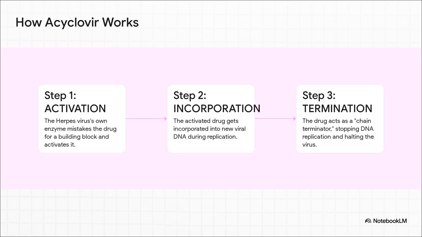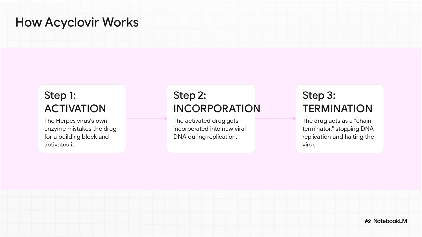And modern medicine has gotten so incredibly clever. Take the anti-herpes drug acyclovir. It is a perfect example of what we call selective toxicity. See, our own cells completely ignore it, but the herpes virus has a specific enzyme called thymidine kinase that mistakes the drug for a building block it needs for its DNA. So the virus activates the drug for us.